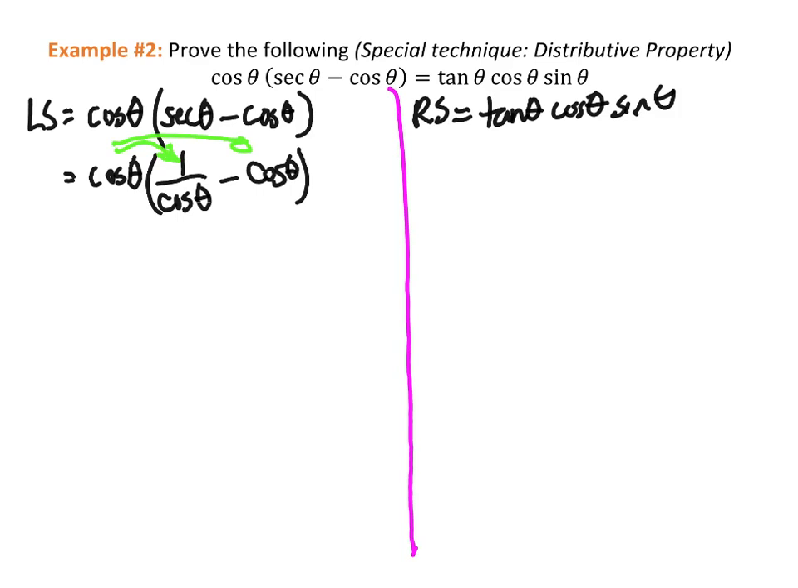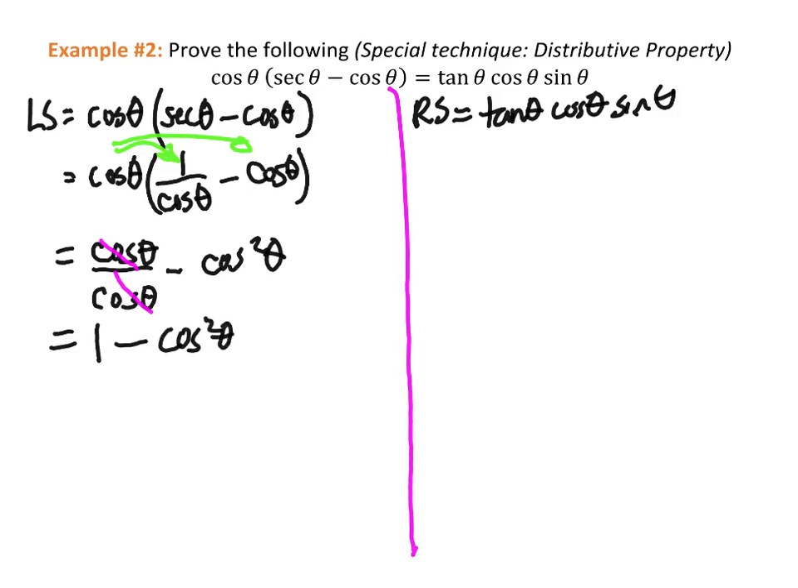So let's do that. Distribute your cos theta in here. I would get cos theta over cos theta for my first term. And my second term is going to be cos theta times cos theta, and that is cos squared theta. Well, I can simplify this a little bit more, right? Cos theta over cos theta is just 1. So that first term becomes just 1. I get 1 minus cos squared theta. And that should make you think of your Pythagorean identity, that 1 minus cos squared theta is actually equal to sine squared theta. All right, so it looks like we've really simplified the left side, so let's leave it alone.